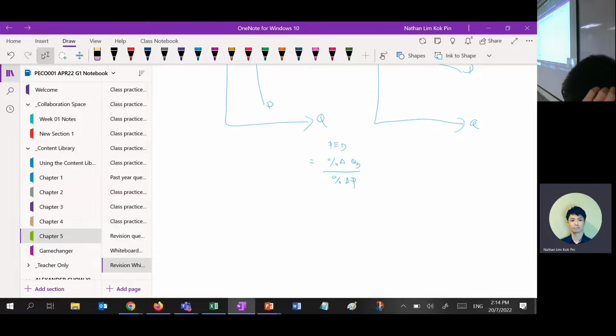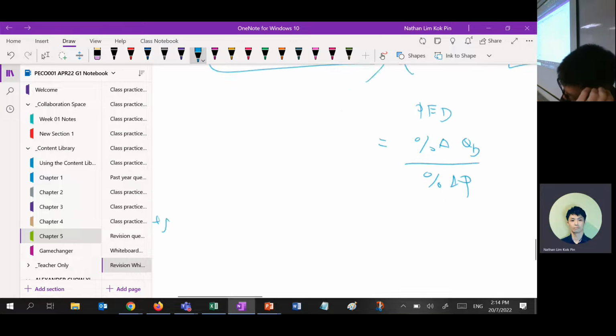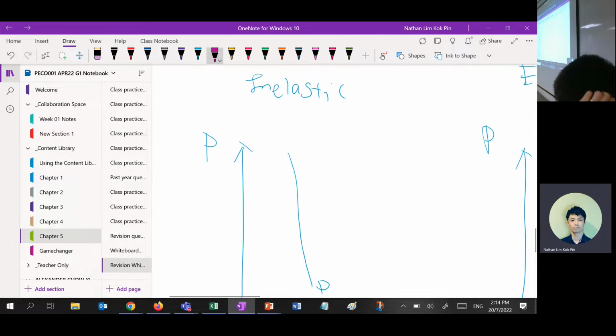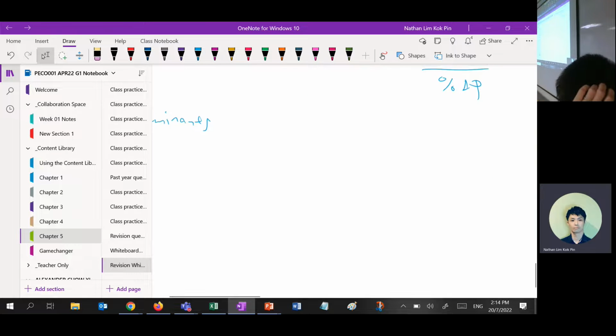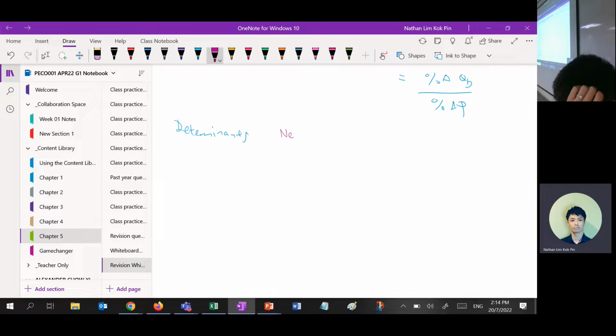So inelastic has its own determinants. Elastic also has its own determinants, but they are just opposite of each other. Determinants of PED and PES are not related to determinants of demand and supply. I told you before. So let's just talk about inelastic determinants. Inelastic determinants, they must be necessity.